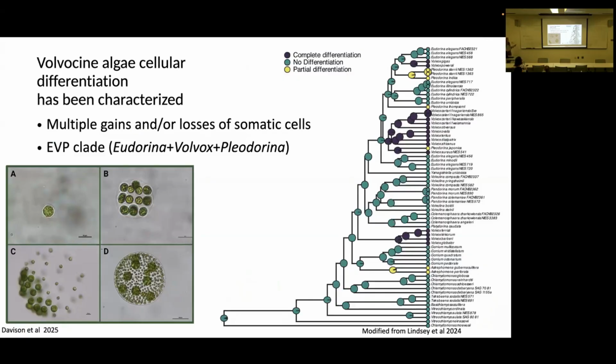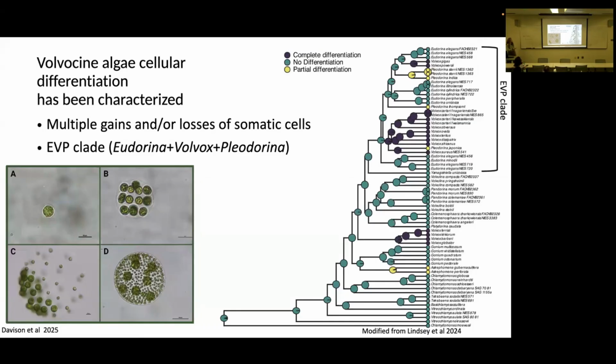So cellular differentiation has been really well characterized in the Volvocine algae. There have been multiple gains and/or losses of somatic cells. You take a look at this phylogeny, you don't need to see any of the species names. Just know that everything in teal is undifferentiated. Everything in yellow or purple has somatic cells. And I really want to draw your attention to this smaller subclade here.